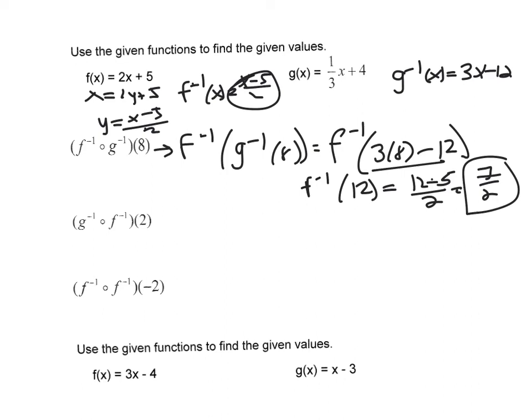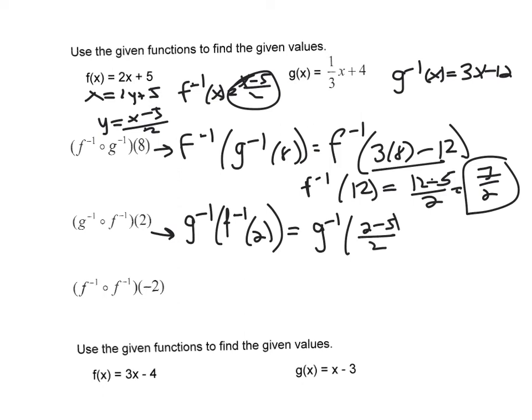The next one, same thing. This is the nice part about us already having done the inverses. Now I can just do g inverse of f inverse of 2. I get g inverse of, plug in 2 for the inverse of f. So you get 2 minus 5 over 2, which is negative 3/2. Plug that in for the inverse of g, and you get negative 33 over 2 for that one.